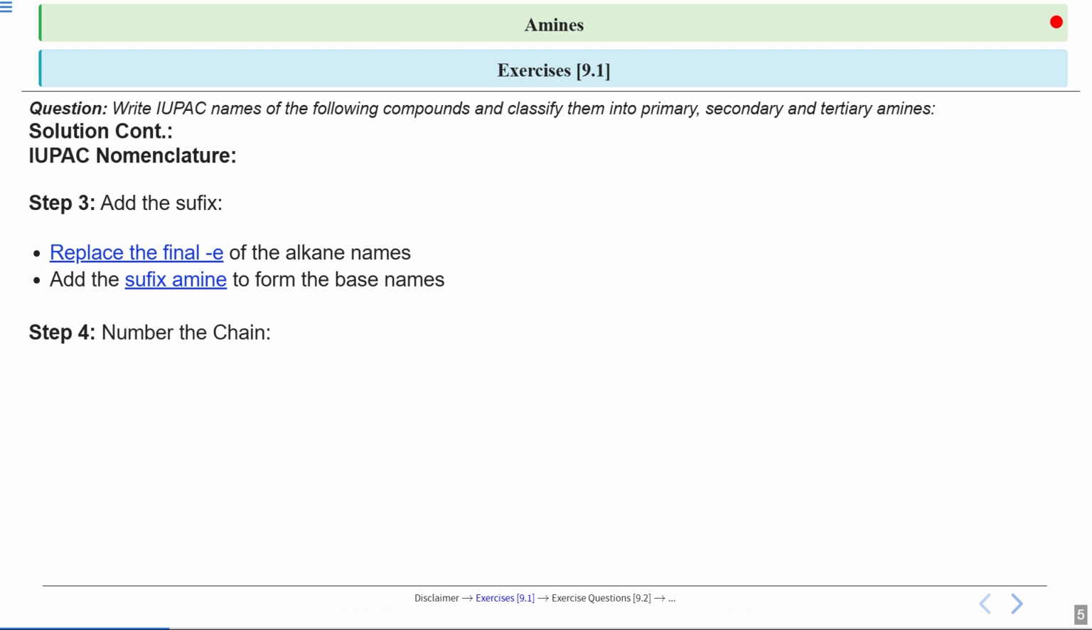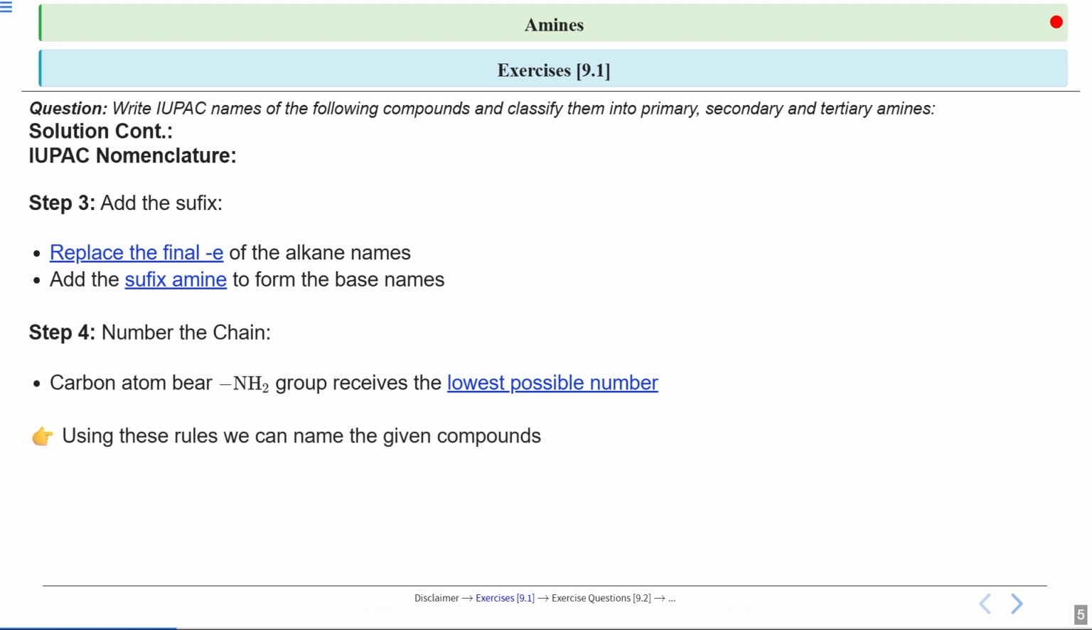The next step is to number the chain. Number the longest carbon chain to determine the correct base name, ensuring the highest priority functional group gets the lowest possible number. You have to number the chain so that the carbon atom bearing the NH2 group receives the lowest possible number. Using these rules, we can name the given compounds. So we are going to follow these set of rules and name the given compounds.